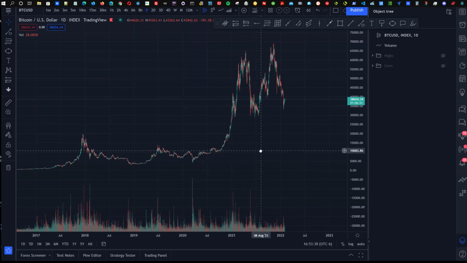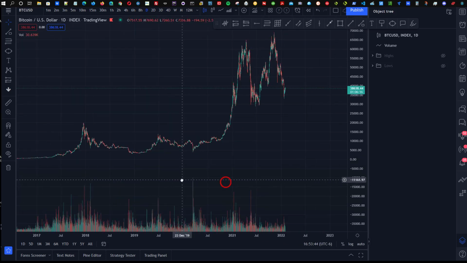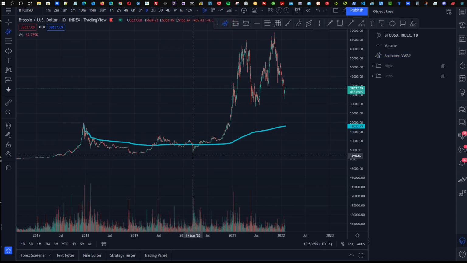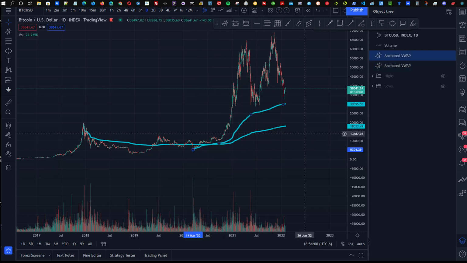Let's talk about what we're looking at. We're looking at Bitcoin US dollar on the daily time frame. And here's what we're going to do. We're going to take the significant highs. We're going to grab the anchored VWAP tool. We'll take these significant highs, so we'll take this one right here, which is the 2017 high, and we're going to take these significant lows. So here's a low from March 2020, and we'll see here, those are where these two align.